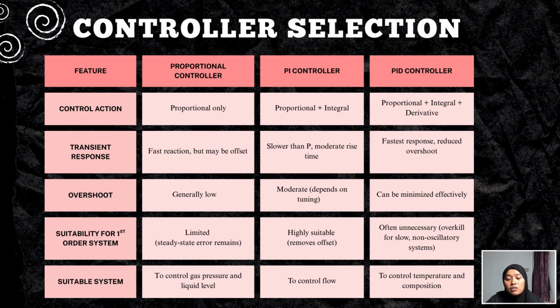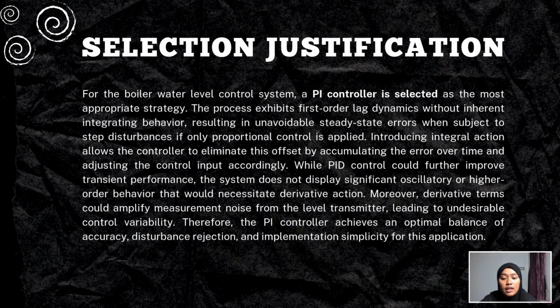The third controller is PID, which indicates proportional, integral, and derivative. The response is the fastest with reduced overshoot. It can minimize the overshoot effectively, and it is often unnecessary for a first order system because it is overkill for a slow, non-oscillatory system. This controller is suitable to control temperature and also composition.